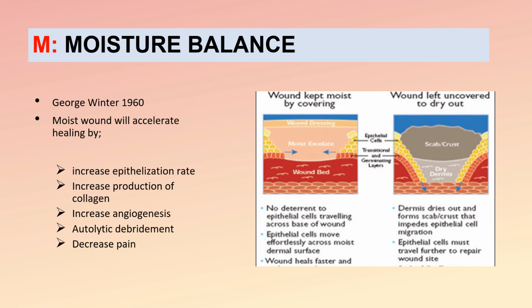M stands for moisture balance. George Winter in 1960 described that a moist wound will accelerate healing by increased epithelialization rate, increased production of collagen, increased angiogenesis, autolytic debridement, and decreased pain. The image on your right shows comparison between a wound that is kept moist by covering and a wound left uncovered to dry out itself.